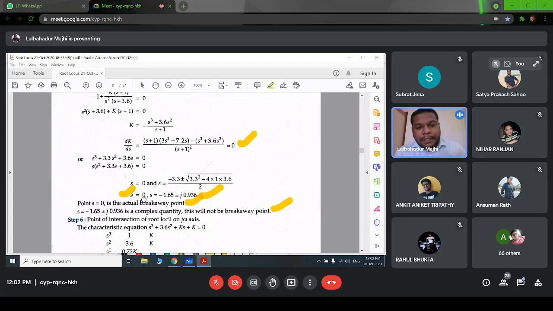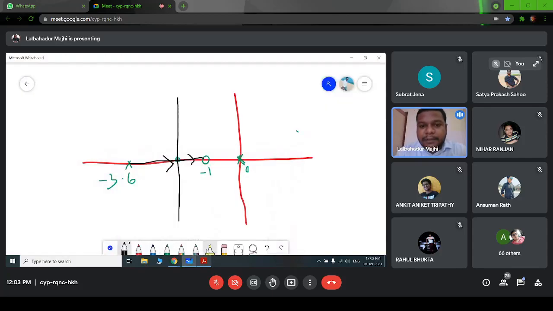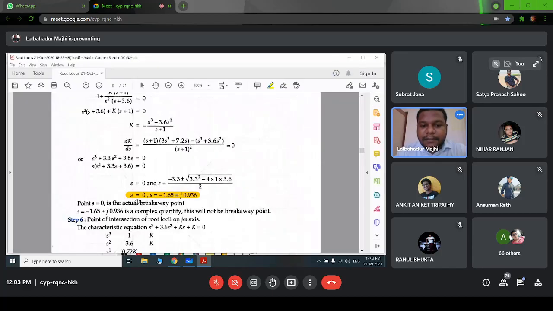So we have determined two breakaway points, right? This S equal to 0 and another one, the complex one. As in this diagram we don't have any complex conjugate pole, so the complex breakaway point will not be the breakaway point. Okay, but we have another breakaway point at 0. Clear? Since our transfer function has no complex conjugate pair of poles, you can easily neglect that point.